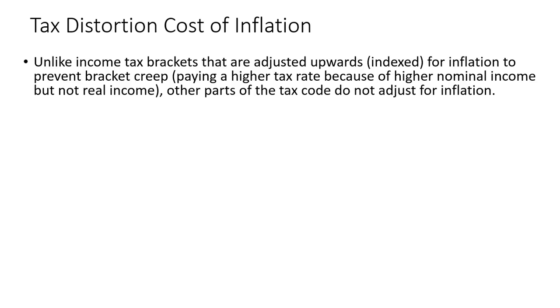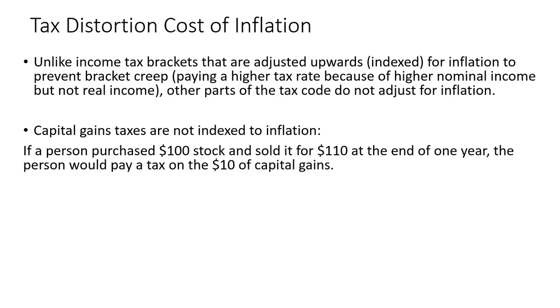Tax distortion. Unlike income tax brackets that are adjusted upwards or indexed for inflation to prevent bracket creep, paying a higher tax rate because of higher nominal income but not real income, other parts of the tax code do not adjust for inflation. Capital gains taxes are not indexed to inflation. If a person purchased a $100 stock and sold it for $110 at the end of 1 year, the person would pay a tax on that $10 of capital gains.